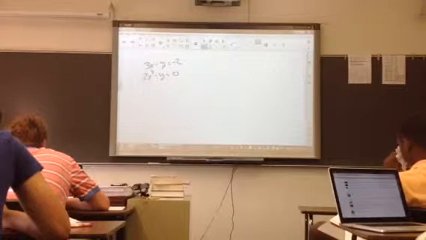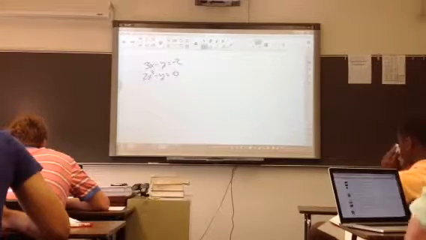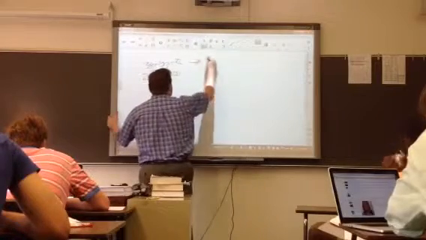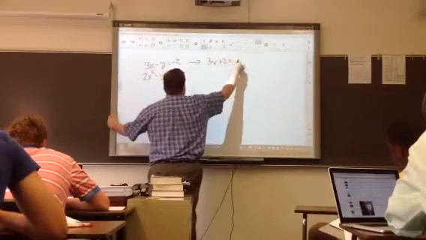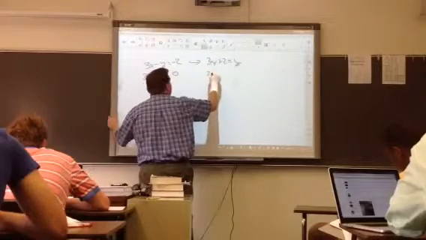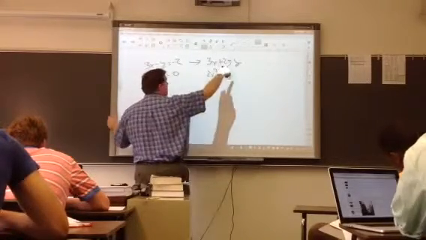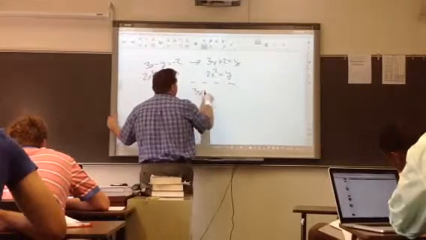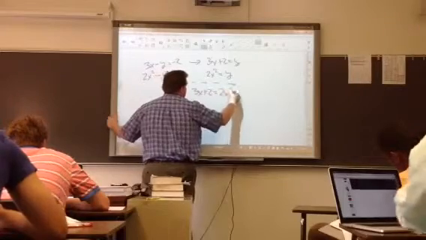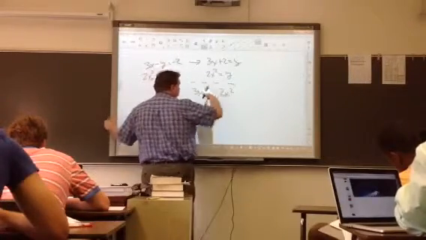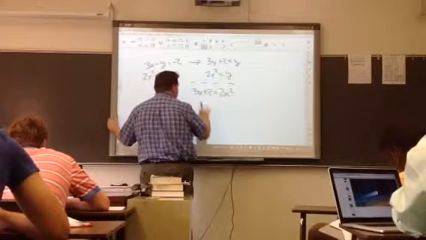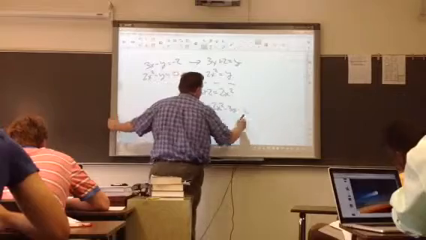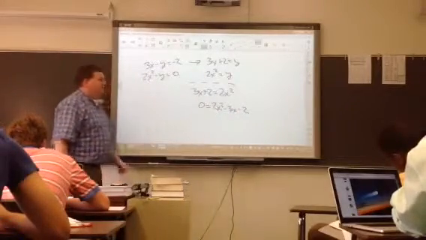I'll rewrite both in terms of y, and then just have them set equal. So, rewriting it, the top one becomes 3x plus 2 equals y, and the bottom one is 2x squared equals y. Well, now they're equal to each other, so I can just set them equal. 3x plus 2 equals 2x squared. Now we get everything on the same side. We'll set this equal to 0, so 0 equals 2x squared minus 3x minus 2. Hey, what does that look suspiciously a lot like?